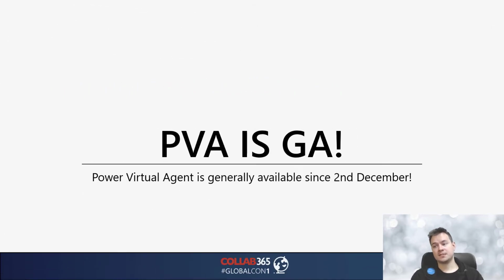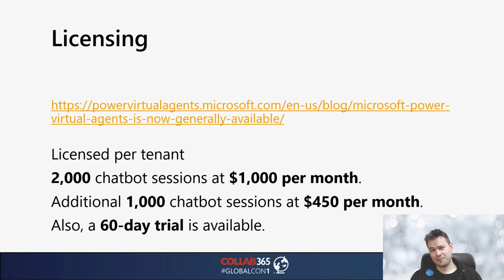Also, what I mentioned is that on the 2nd of December, PVA, the Power Virtual Agent, became generally available, and that's the bad information actually, because it also became a licensed tool. So today, the licensing model is that it costs about $1,000 per month per 2,000 sessions. If you don't use these 2,000 sessions, they just don't go to the next month. So it's per month. If you can't utilize it, that's only your fault, and that's your problem actually.